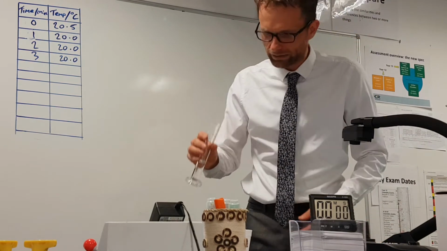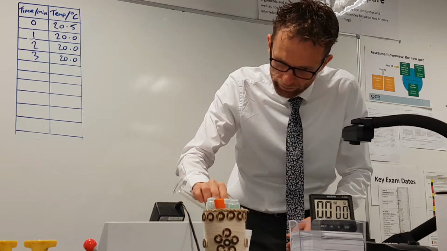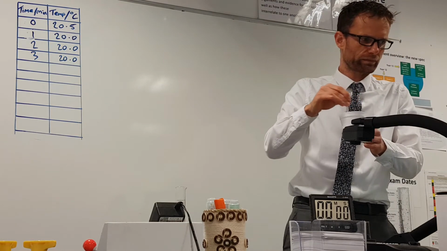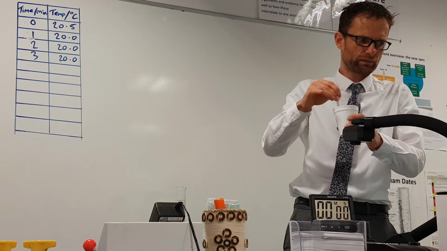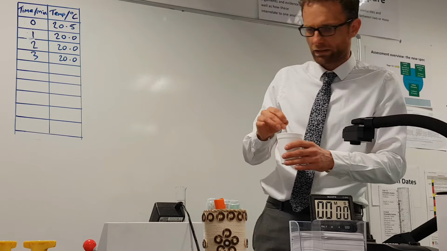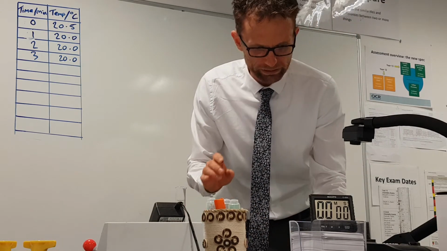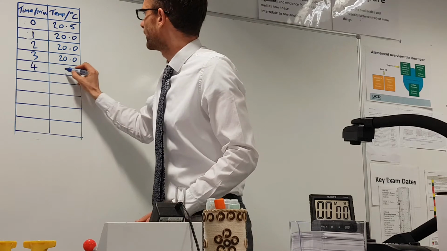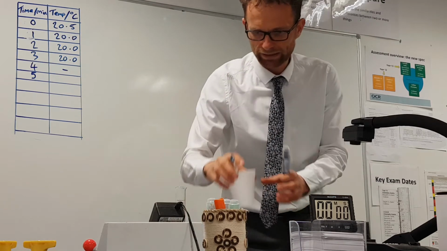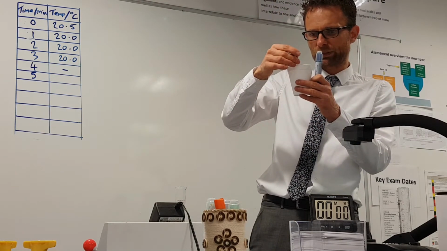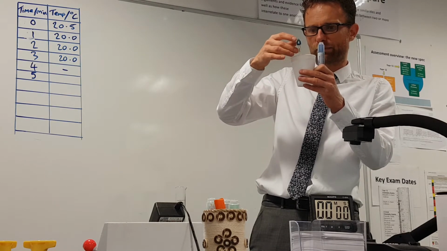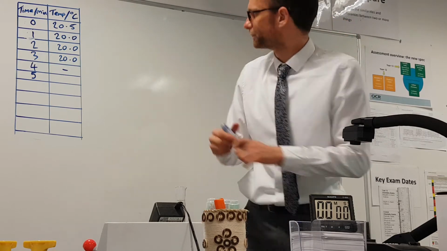So let's say this is 4 minutes, and I'm going to add my NaOH, and I'm going to stir. Okay, and I'm now simply going to wait until the time ticks on to 5 minutes. So for 4, I'm not going to take a measurement. For 5 minutes, and let's say this is the 5th minute, I'm going to take my temperature of the solution, and let's say for me the temperature is 28.0.